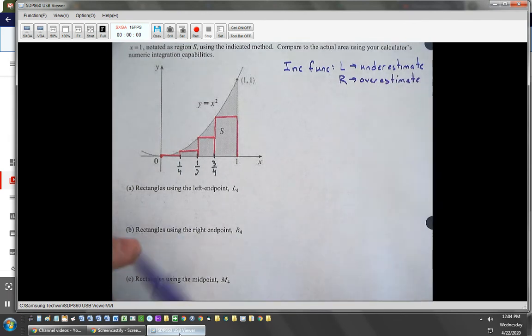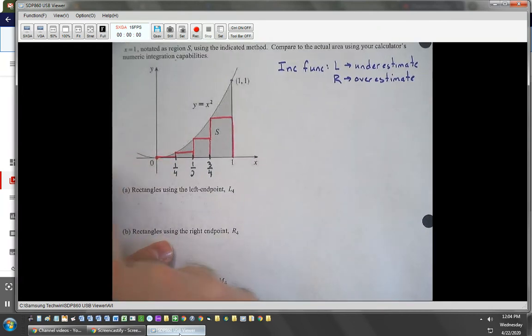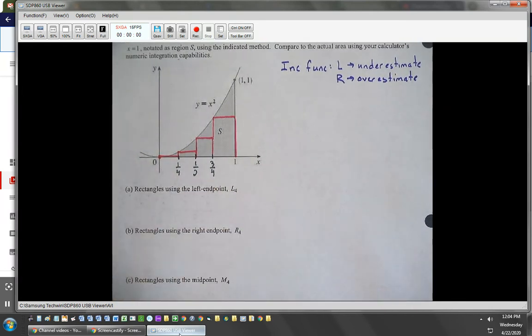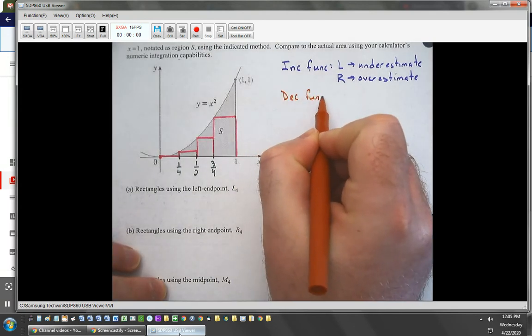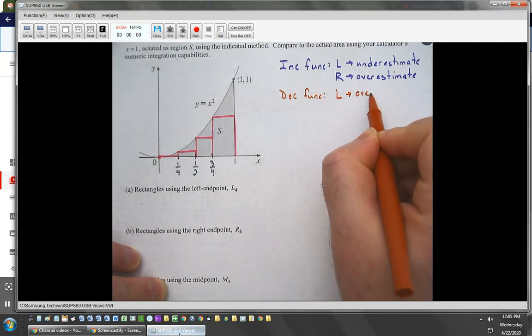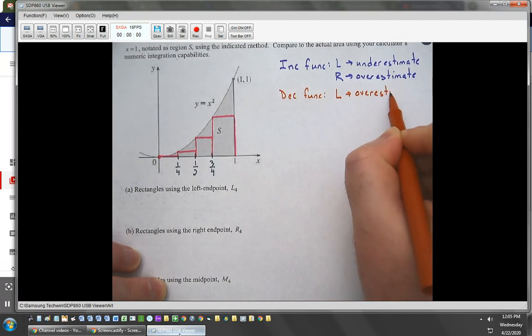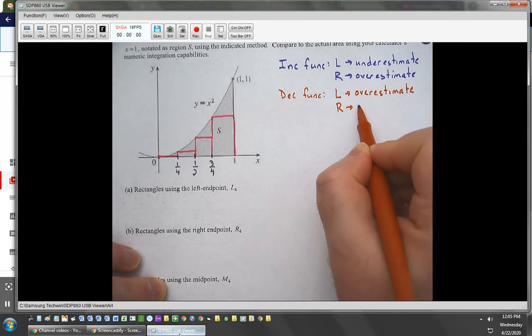Now we might as well put this in here right now. We don't have a decreasing function, but you could kind of picture that if we did it on the other side of the y-axis there. If you have a decreasing function, the left endpoints will be an overestimate because that'll be the high side because then it goes down from there. And the right side would become the underestimate.